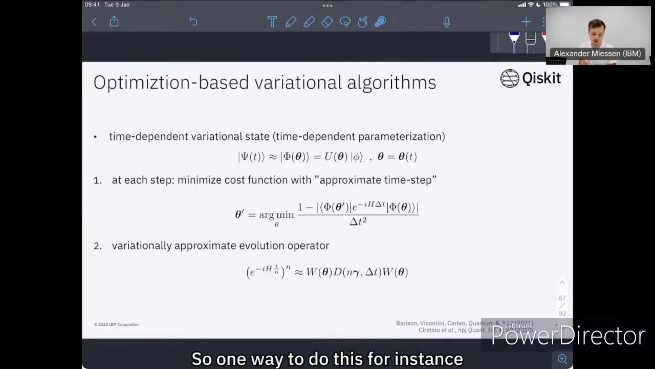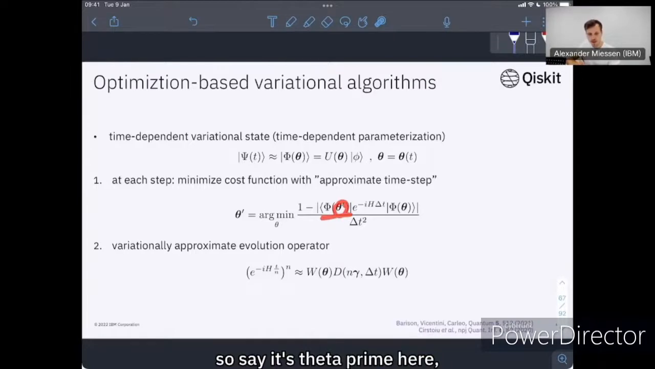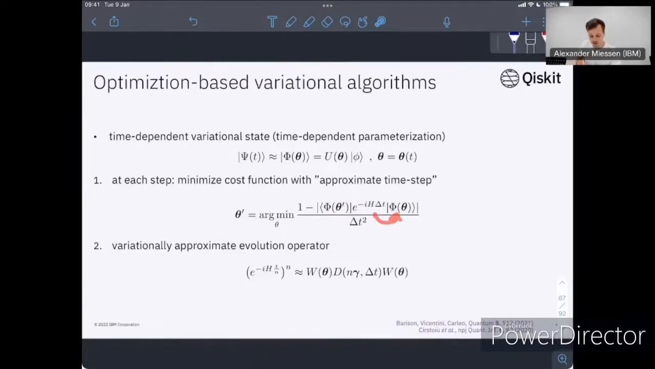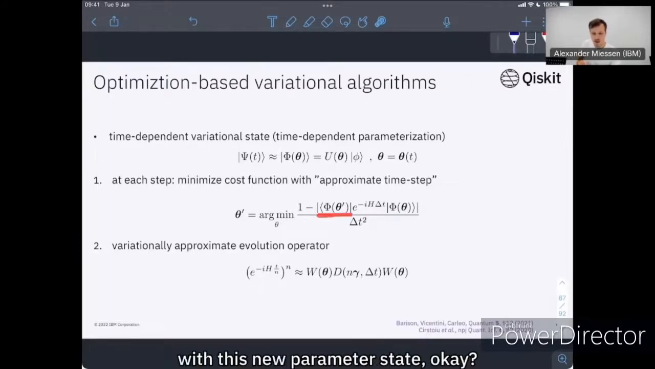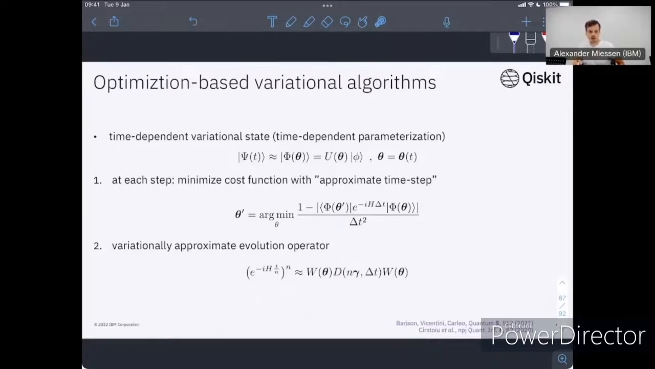So one way to do this, for instance, is you have a parameterized state here, and then to get the parameters for the next step, so say theta prime here, you apply a small Trotter step, just one Trotter step, right? So a circuit of constant depth to your variational state, and you minimize or you maximize the overlap with this new parameterized state, okay? And so in this way, you try to follow the trajectory, the correct trajectory as closely as possible.